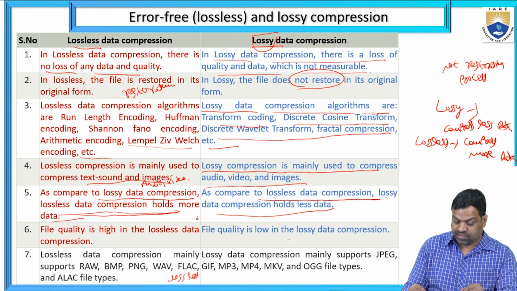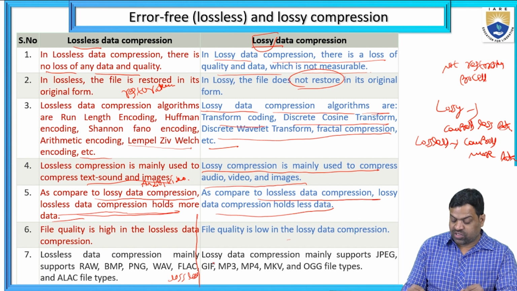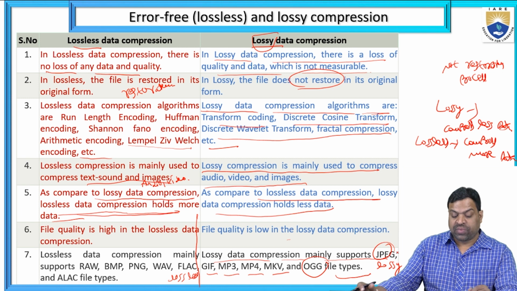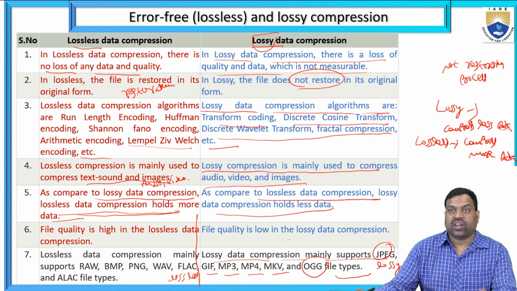And lossy data compression mainly supports JPEG, GIF, MP3, MP4, MKV, and OGG files. Those are the lossy data compressions. So, what are the major differences between lossy and lossless data compression?